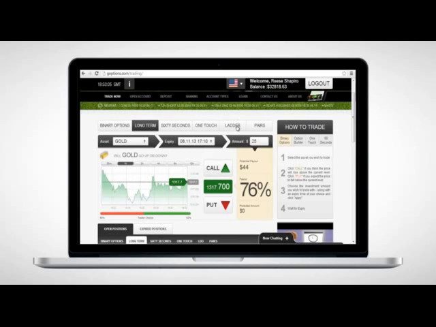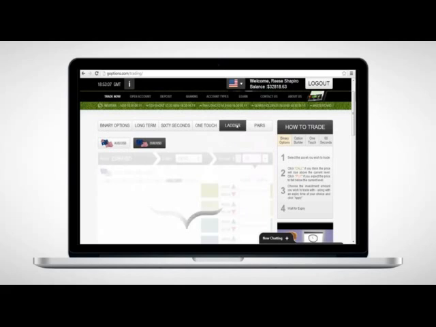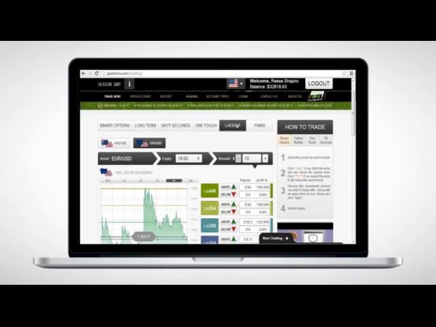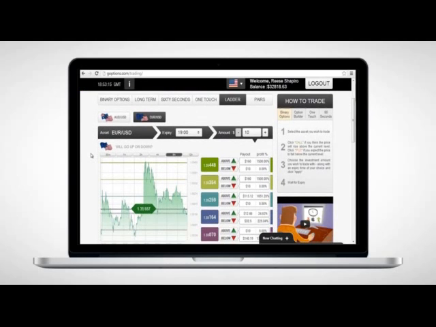Go Options also offers a ladder binary option. And a ladder binary option is really an implementation of a multi-binary option strategy that we'll talk about later in our series called stacking.